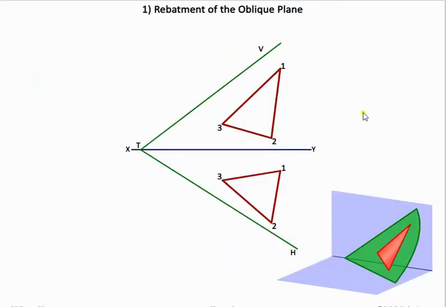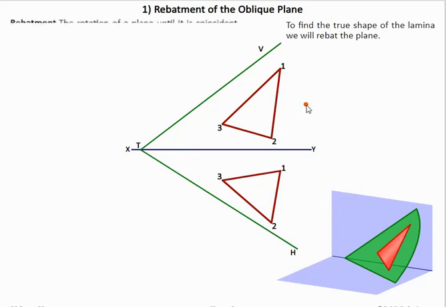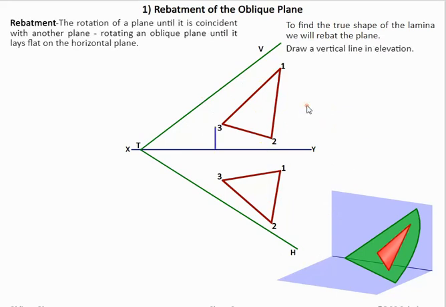So if we look at this method here and how it's done, we have our two traces here and we have the elevation and plan of a lamina. Now what we want to do is find the true shape of this surface. So there's two methods to do this, but we'll look at the first method first of all. What we're going to do is rabat around this oblique plane first of all.